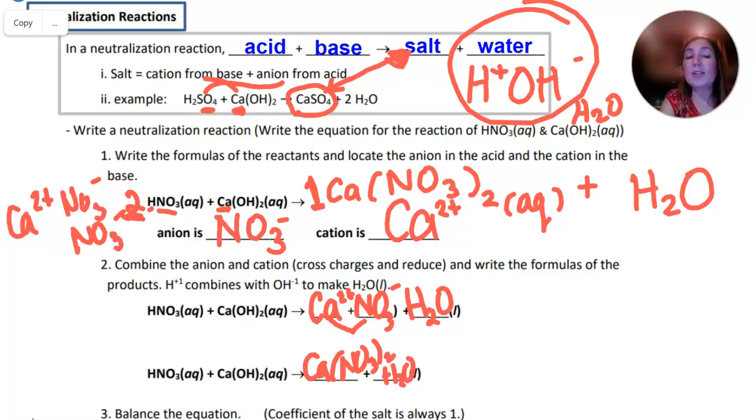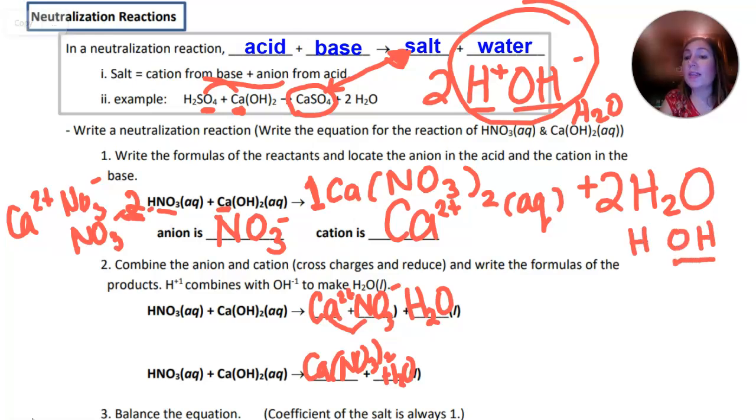Well, that makes sense because if there are 2 H's alone and 2 OH's alone, there are actually 2 waters if we think of water as HOH. So we'll need 2 water molecules because we'll need 2 of the H's alone and 2 of the OH's that make up the water. 2 H's, 2 OH's, 1 calcium, and 2 nitrates. So 2 in front of HNO3 and 2 in front of water actually gets it all balanced.